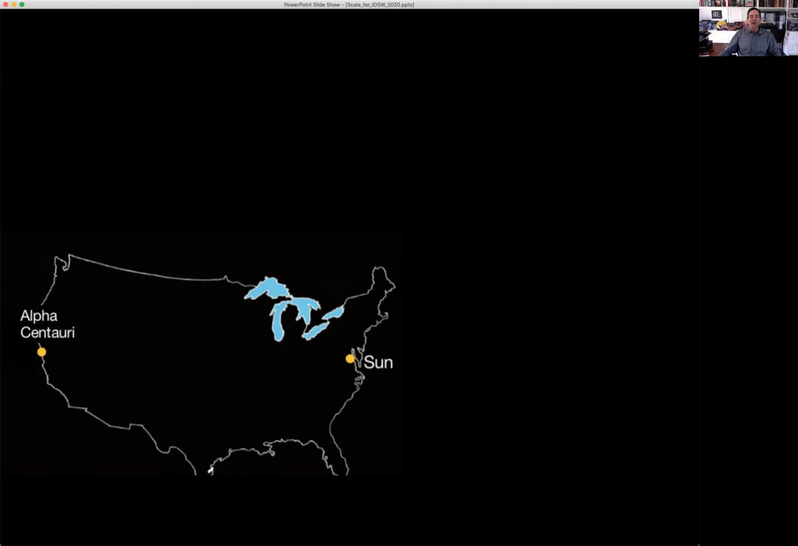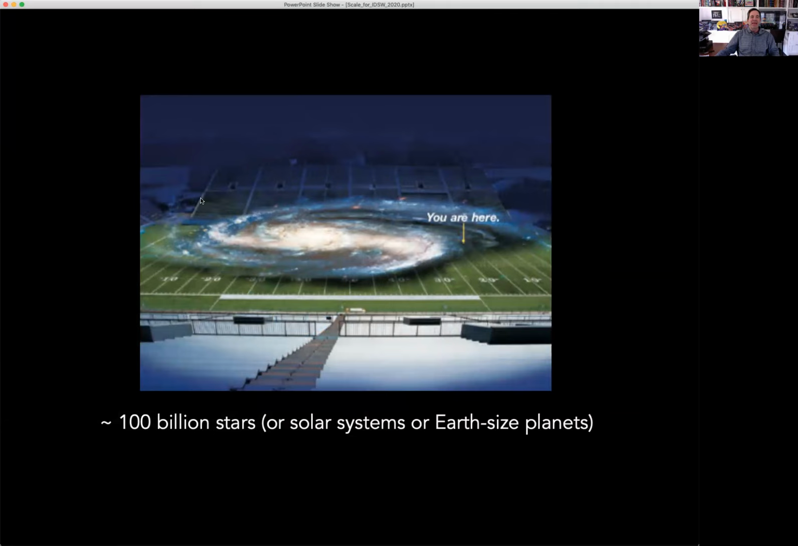Now, one way we could do this is to shrink the whole scale down by another factor of a billion. And if we do that, we would find that the Milky Way galaxy would actually fit on a football field. We are located about there, around the 20-yard line. But now, with this scale, because we've shrunk it down by another factor of a billion, the distance from our solar system to Alpha Centauri is now only 4 millimeters, excuse me. So we could do a lot with this scale, but I prefer to think about it in another way.